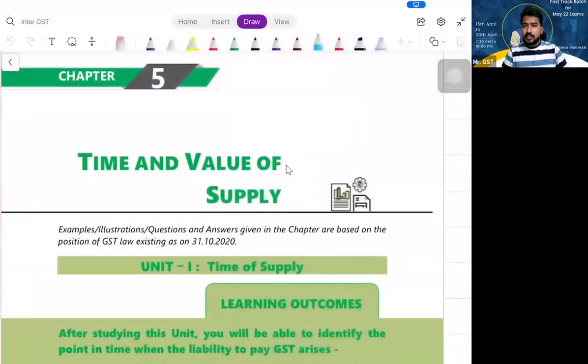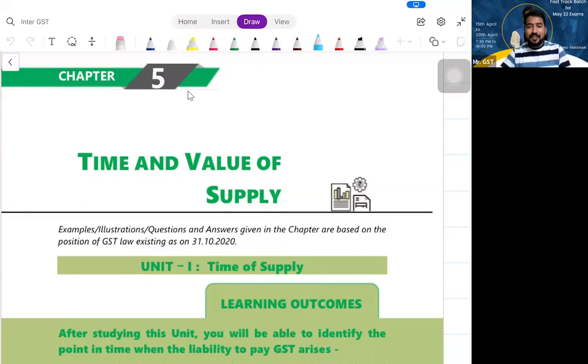So the screen is visible, I guess? Yes. Please switch on your videos, so that I have a feel that I'm not doing any TikTok video or Instagram reel.